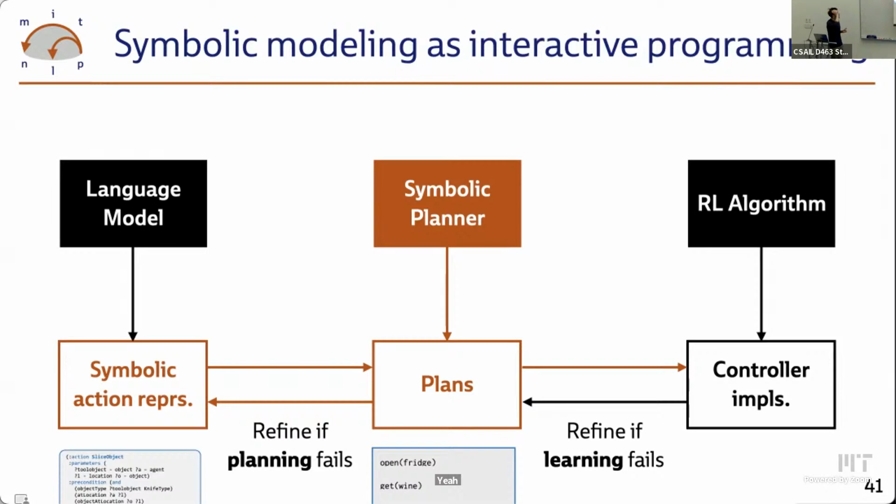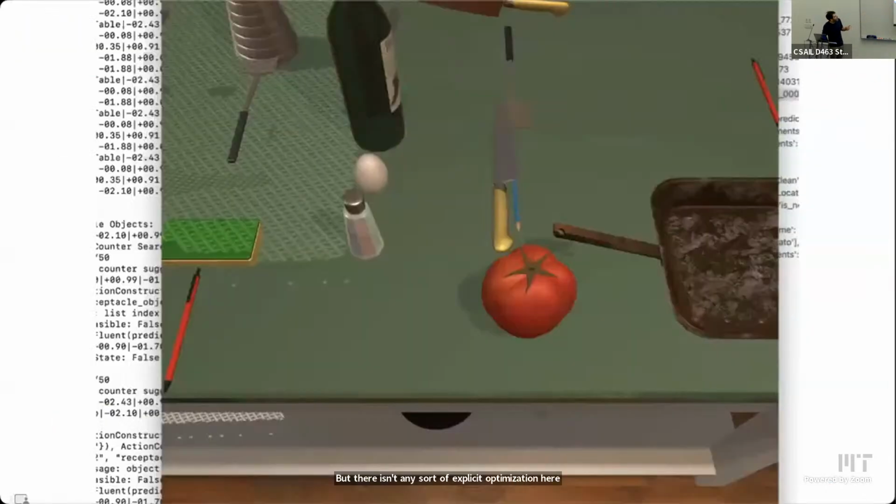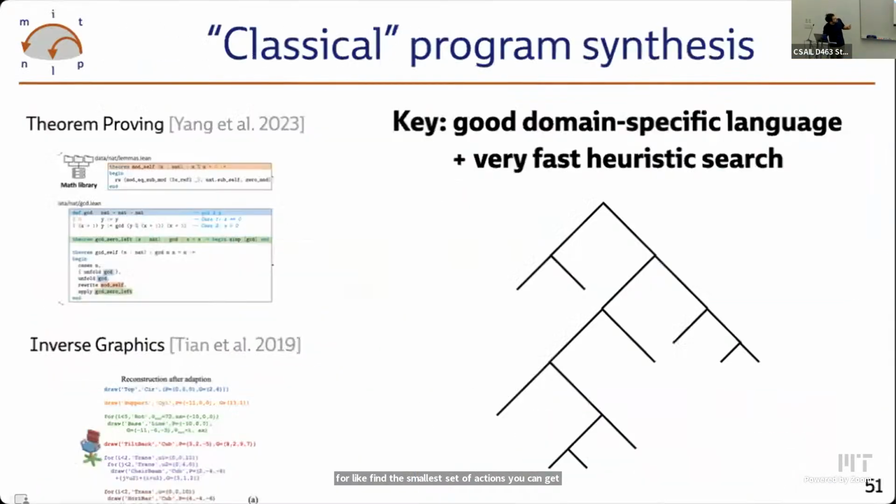That's a great question. Here, there isn't really any kind of formal parsimony constraint. If I remember right, we do some amount of filtering out of action definitions that look like they're trying to accomplish the same thing. We see if we can get away with just one or the other. But there isn't any explicit optimization for finding the smallest set of actions you can get away with.